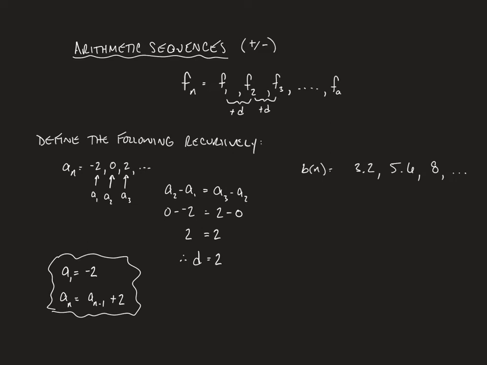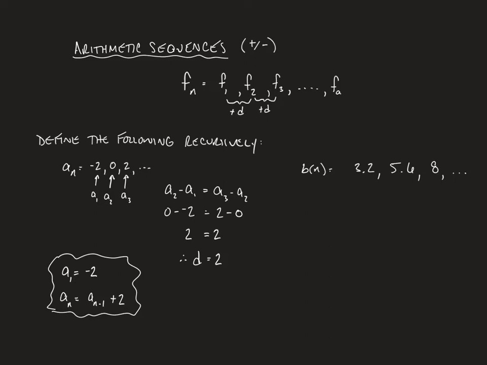So let's take a look at the b of n function over here. Notice these notations are different. That doesn't matter. Sometimes sequences are written in what is called subscript notation like this. Sometimes they're written in function notation like this. It doesn't make a difference at all.